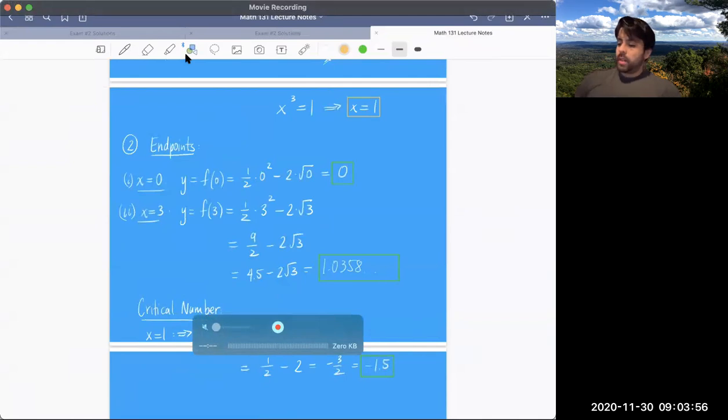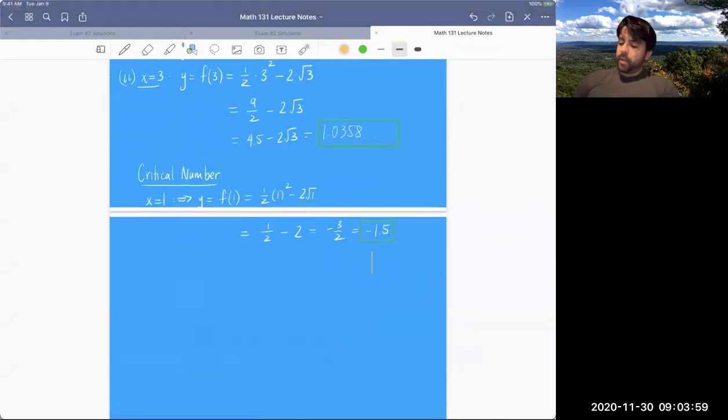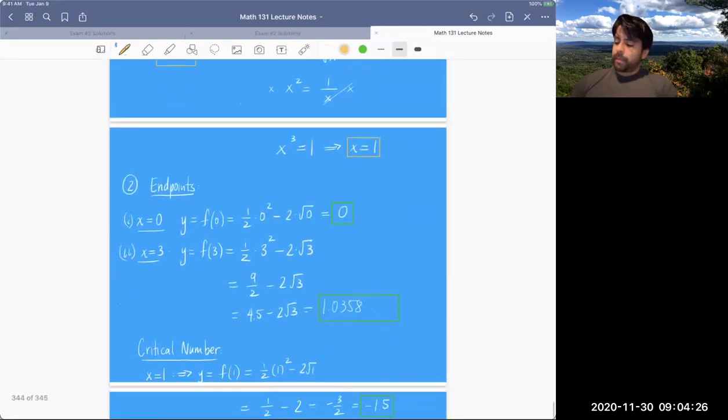Thank you, Badur. So yes, this is going to be the minimum value. Absolute, sorry, the absolute minimum value on the interval 0 to 3. And obviously the maximum would be this guy. Absolute max on 0 to 3. Okay?